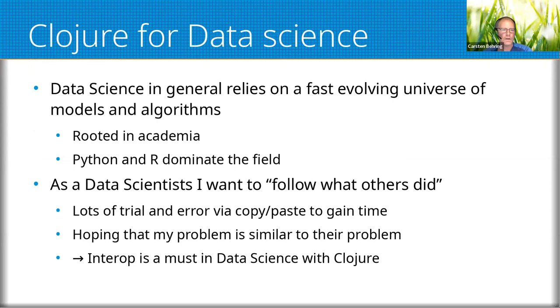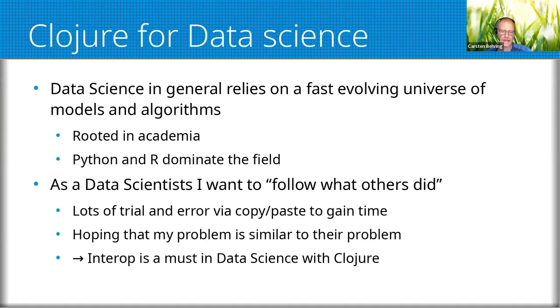Okay. Clojure for data science. The message I want to bring here is that data science in general relies on a very fast-evolving universe of existing models and algorithms. A big part of that is still rooted in academia. Python and R have dominated the field for years and that will not change a lot. There's no Java there, it's clearly third class. Maybe Julia comes now, but we are talking about other languages than the JVM which are prominent.